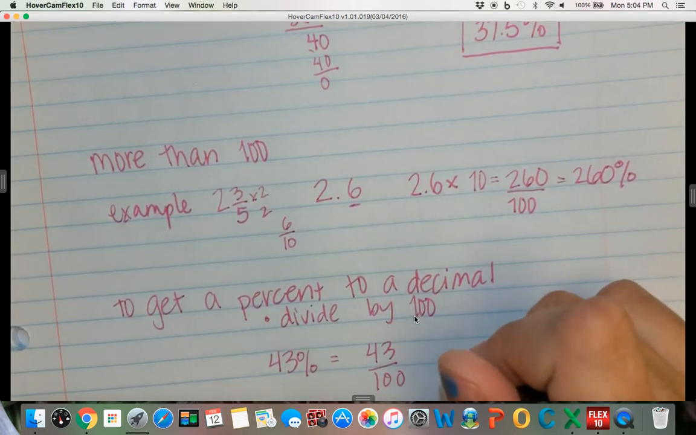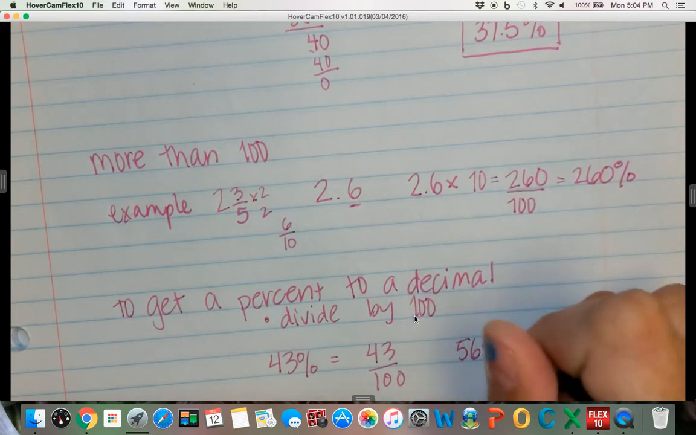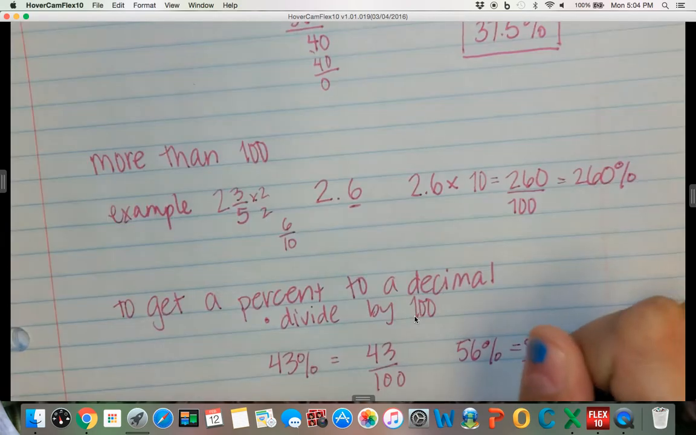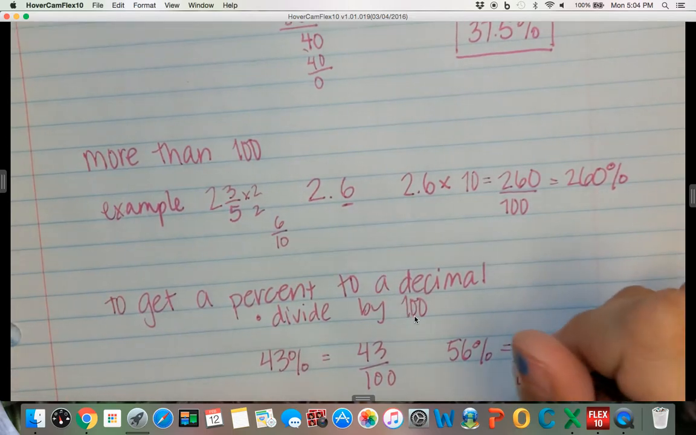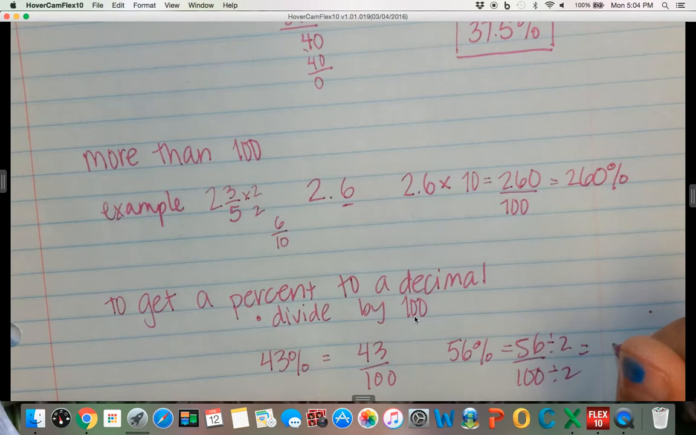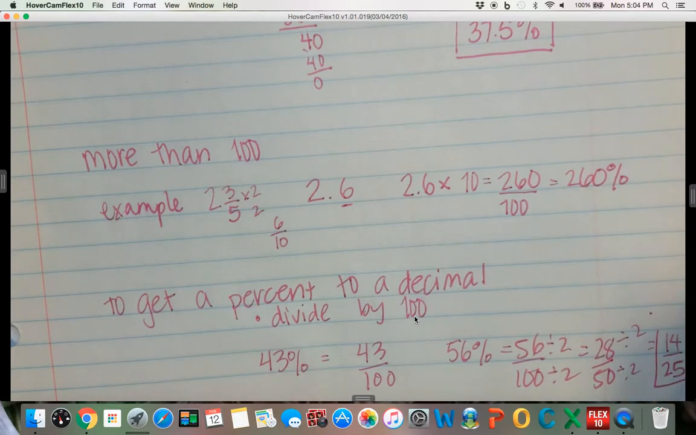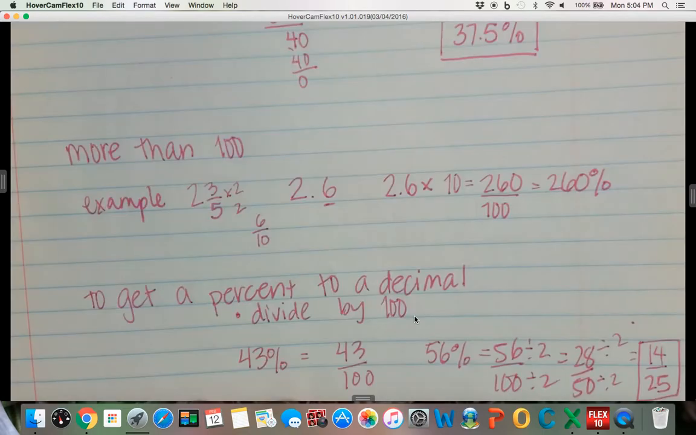If I had 56%, that would be 56 over 100, and that can be simplified by dividing by 2, which is 28 over 50, which can be simplified again, which is 14 over 25. That cannot be simplified.